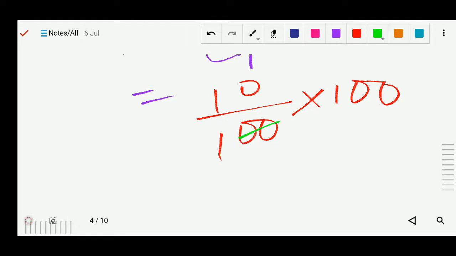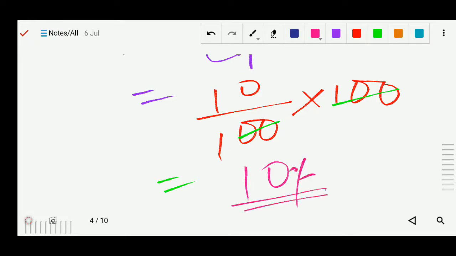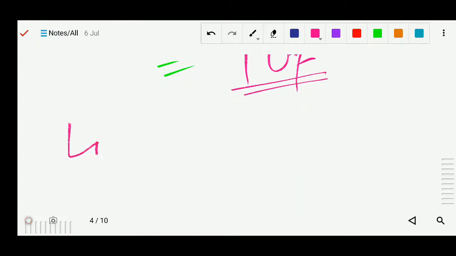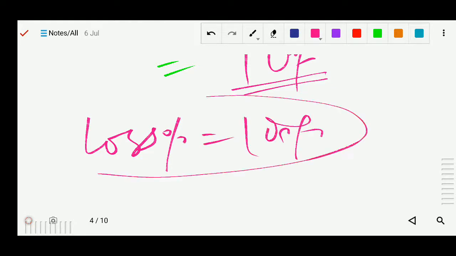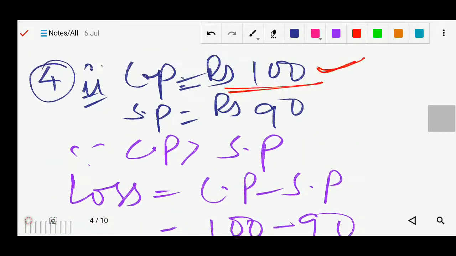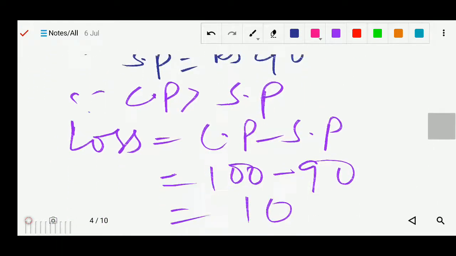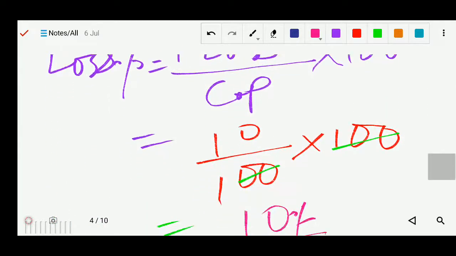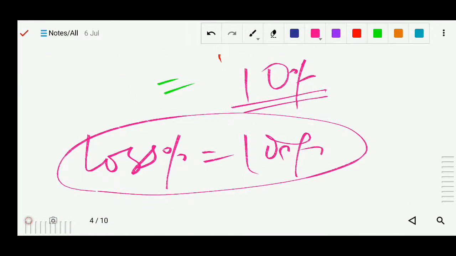Now this 100 cancels, so we only have 10. So this is 10%. What is that? This 10% is your loss. So the loss percentage is equal to 10%. That's your answer. Understood? We only find the values, like the profit or loss, then put them in the formula, and we get the loss percent.